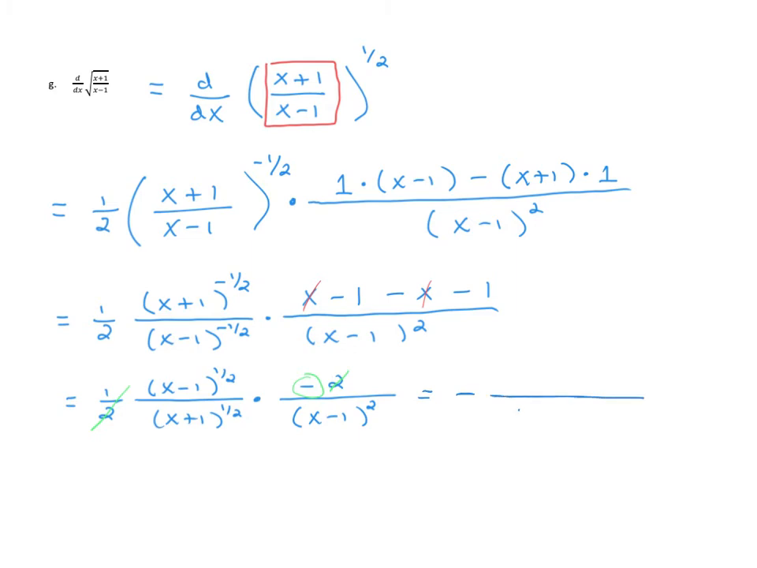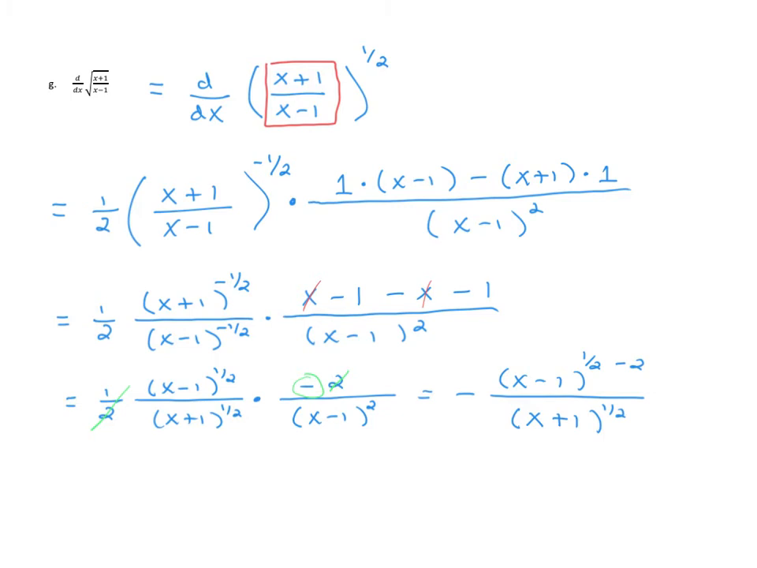I'll leave the x plus 1 to the 1/2 alone. I'm not doing anything to that. But the x minus 1 as an exponent, that is 1/2 minus 2. Between the numerator and the denominator, we have like bases, so I can subtract those exponents. Let's see, 1/2 minus 2 is going to be negative 3/2.